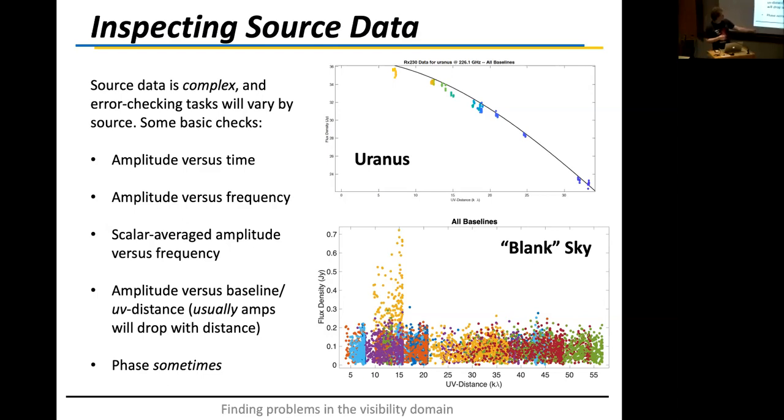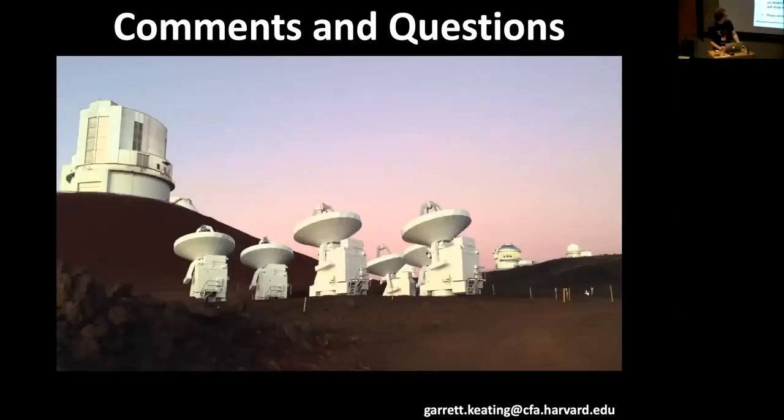One of the most useful tools that I have in general is plotting amplitude versus UV distance. Almost always, as you look at longer and longer baselines, you will see less and less emission from sources, because more and more stuff will get resolved out. This can be a really nice way to find baselines, or even sometimes individual data points, that have gone bad. And again, in very restricted circumstances, sometimes phase, but be very careful. So that's all I have for error recognition 1, so I'll stop there and take any questions.